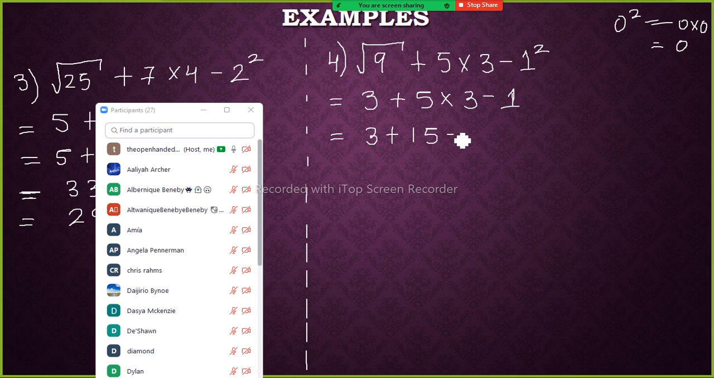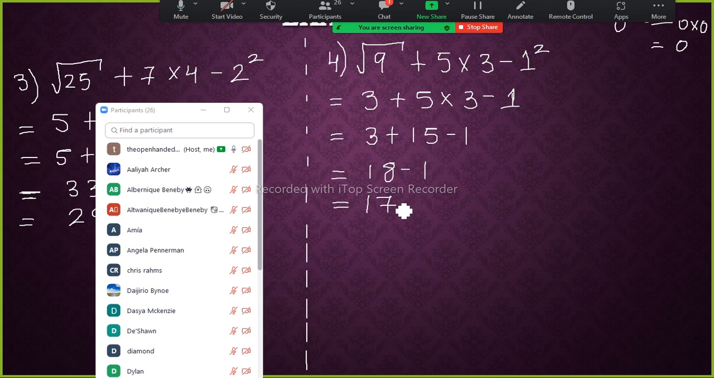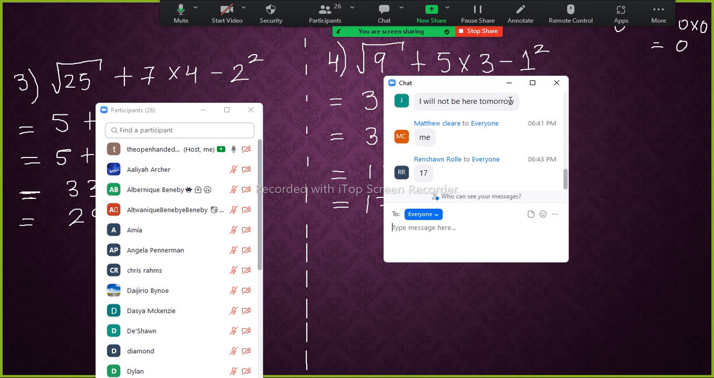Minus 1. So it's going to be equal to, what is 3 plus 15? 18. So 18 minus 1 is 17. All right, so please take down those examples, and we're going to do the exercises.